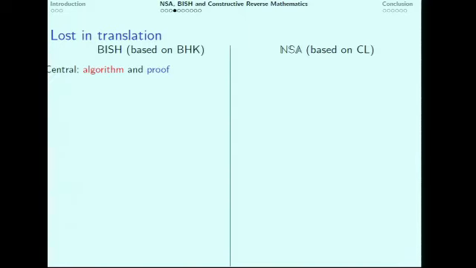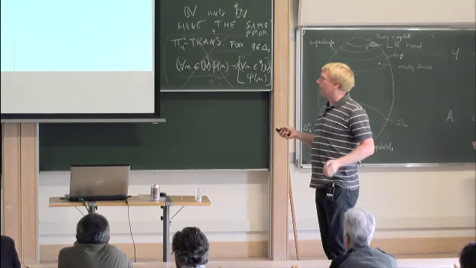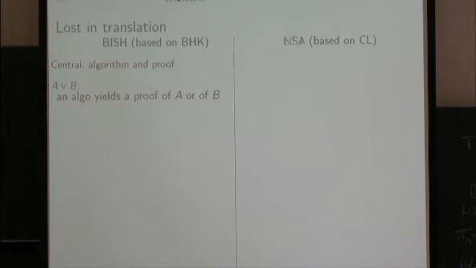So we'll define a translation from Bishop's constructive analysis, where proof and algorithm are central, to Blackboard NSA, which is, by the way, based on classical logic. Everything is classic, like the rest of the world. So we need to define constructive counterparts, say, of the disjunction. So, well, here we have A or B. An algorithm yields a proof of A or a proof of B. This new thing is called A hyperdisjunction B.